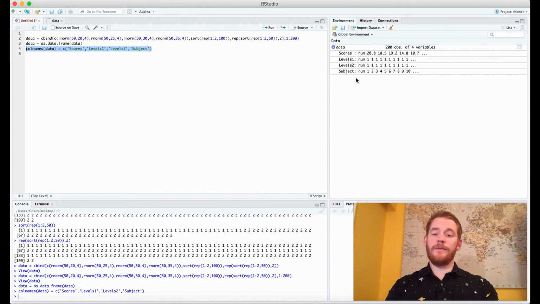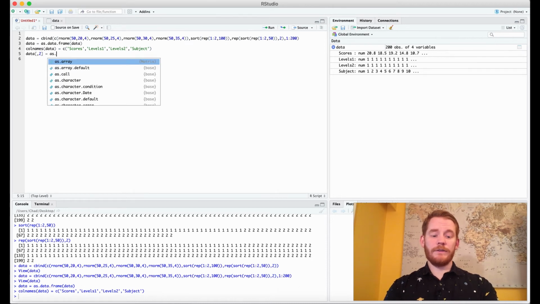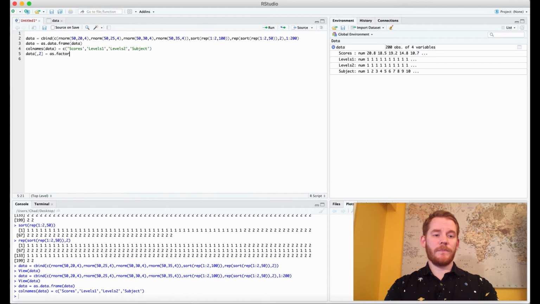But we actually have 2 levels and subjects, and these are actual factors, not numeric values. So let's change that here. We want to change our first factor into a factor.